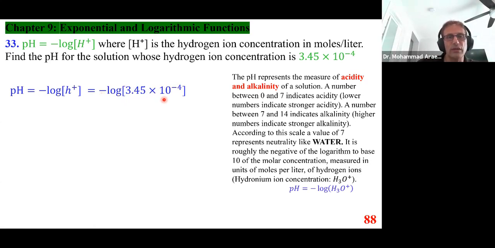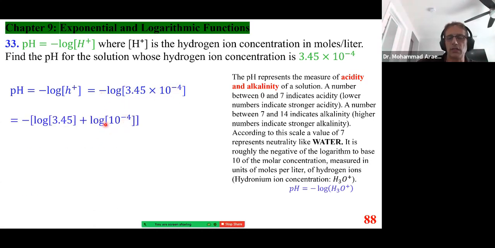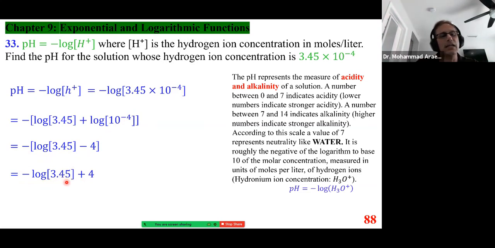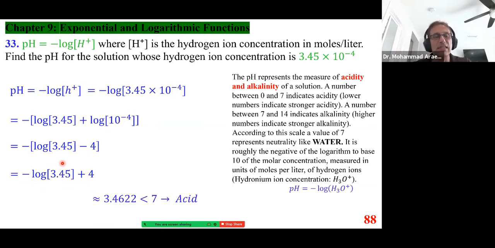If you were to do it even without a calculator, you separate the two. This one, negative 4, sits in front because it's a log of 10 to the power of negative 4. You apply the negative. Now, this is positive 4. This is negative log of 3.45. You know, log of 10 is 1. So this one is a little bit less than 1. So the result of these two, when you add them up, must be between 3 and 4. So it's less than 7, and it's acidic. Even without the calculator, you should be able to estimate that and have an idea what you're dealing with.